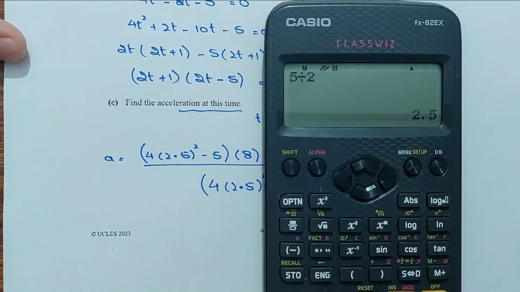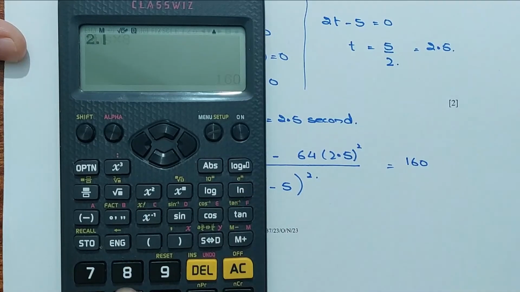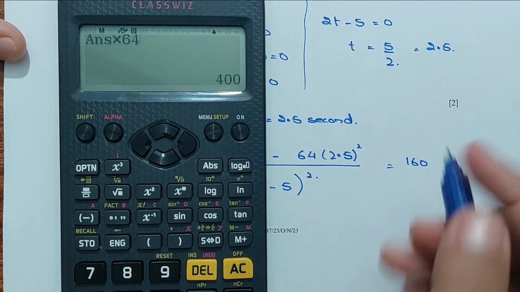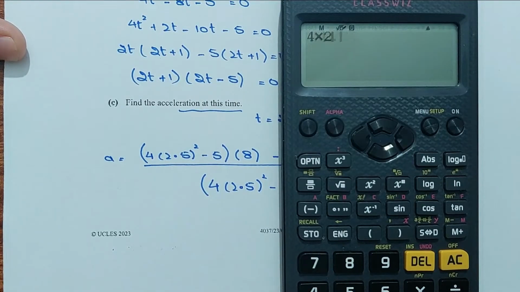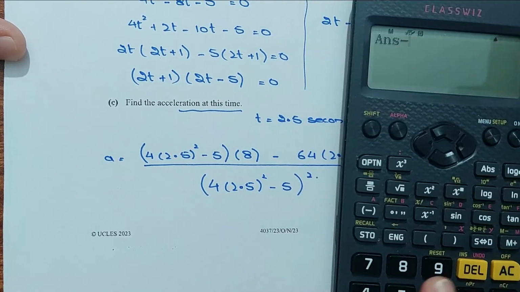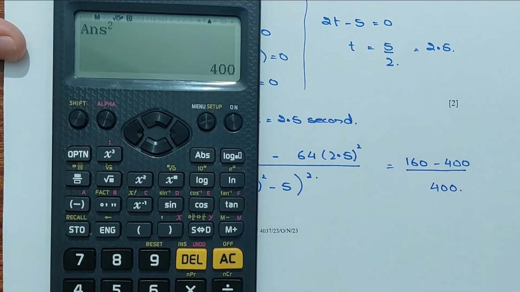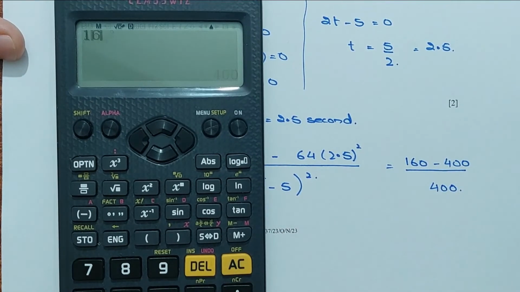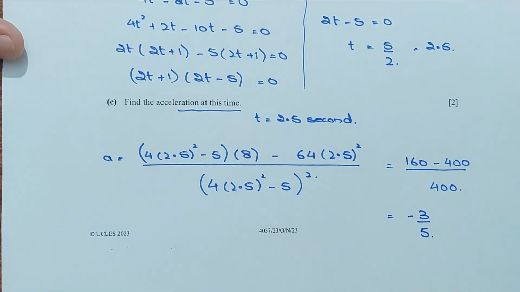Let me simplify this. 2.5 square times 4 subtract 5, this is 20, times 8, which is 160. 2.5 square times 64, which is minus 400, over 4 times 2.5 times 2.5 and subtract 5, its square, 400, right? So 160 minus 400 divided by 400. This is negative 3 by 5. This is the value of acceleration at that time.